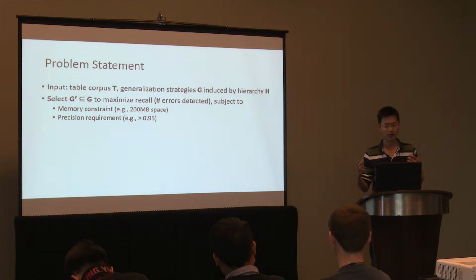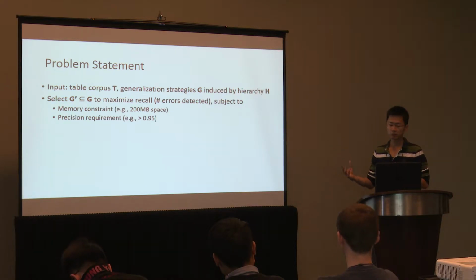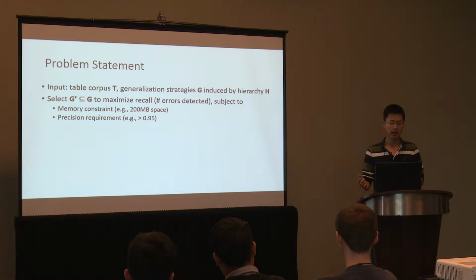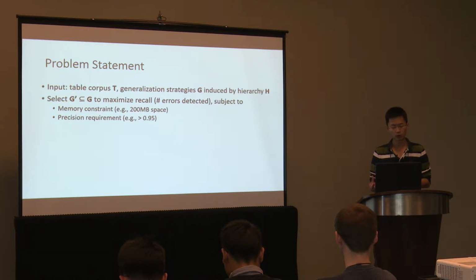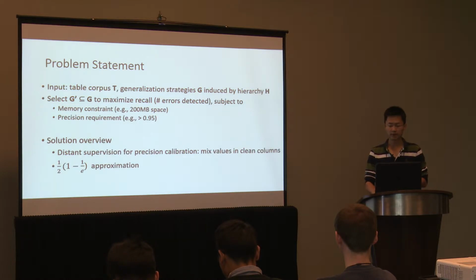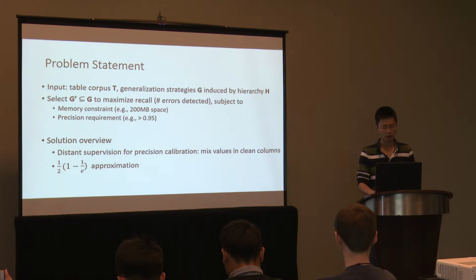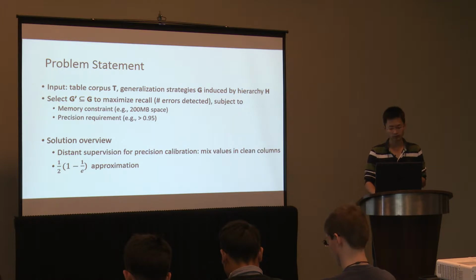But with that in mind, we formally define the problem as: given a table corpus T and a set of generalization strategies G induced by the hierarchy H, we want to select a subset of the strategies such that we can detect as many errors as possible, subject to constraints including memory constraint and precision requirement. I won't have time to go into the details, but I will just mention that we use ideas from distant supervision to calibrate the precision of each generalization strategy, and we have a constant approximation algorithm for this problem.